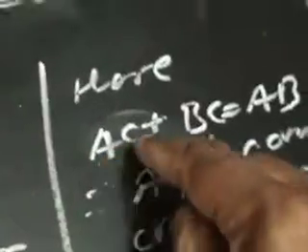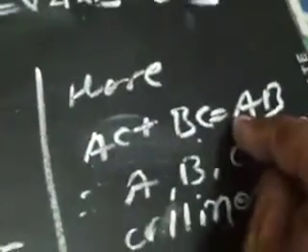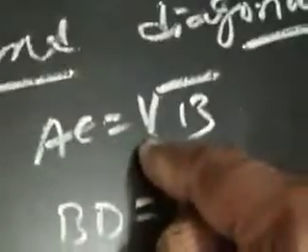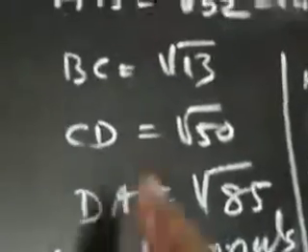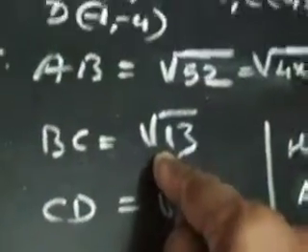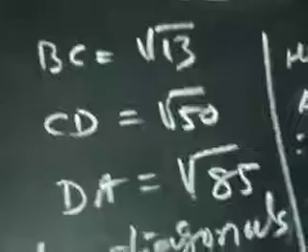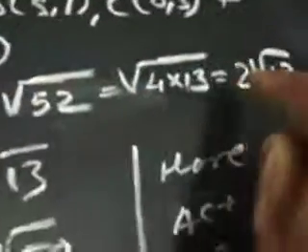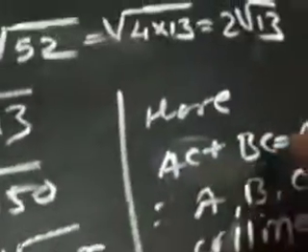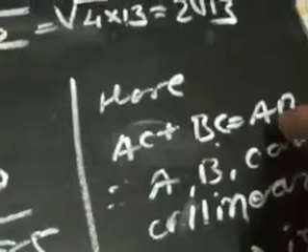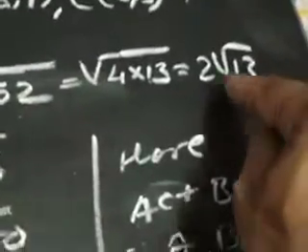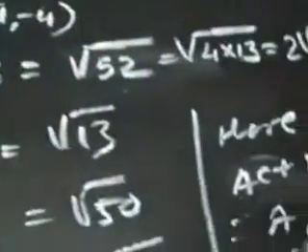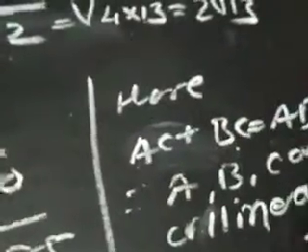Here we get this relation: AC plus BC is equal to AB. You see, AC is equal to under root 13 and BC also under root 13. When we sum these both distances, we get AB is equal to 2 under root 13. It means it is AB. So we write AC plus BC is equal to AB.